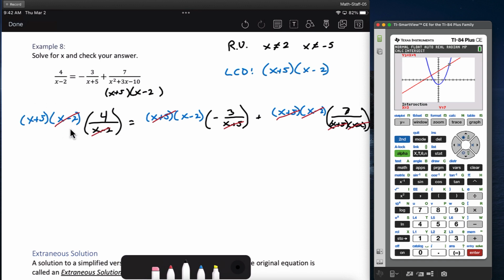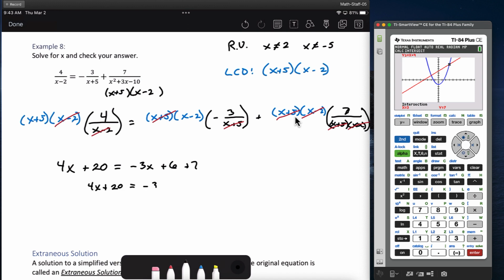So on the left, we have a 4 still, and then x plus 5. So we'll distribute that 4 through the parentheses, 4x plus 20. And that is equal to, over here we have a negative 3 left over, so distribute through the parentheses here, negative 3x plus 6. And then over here, everything canceled except for the 7, so we need to remember to bring down that 7. From here, combine like terms on the right side.